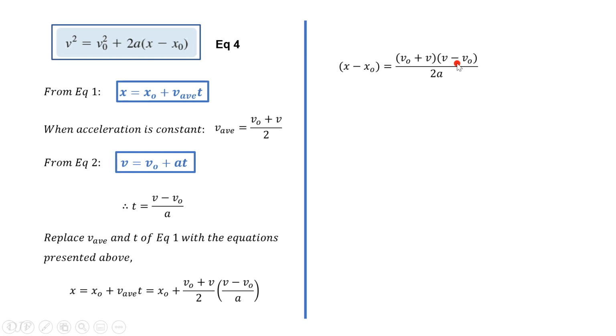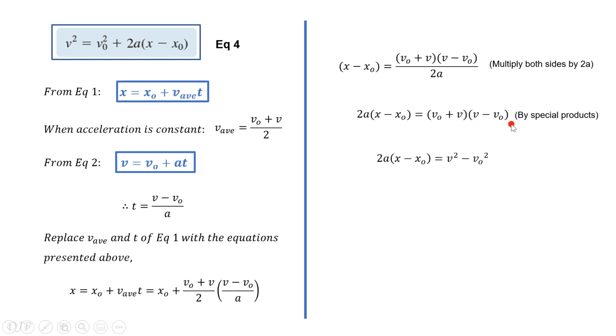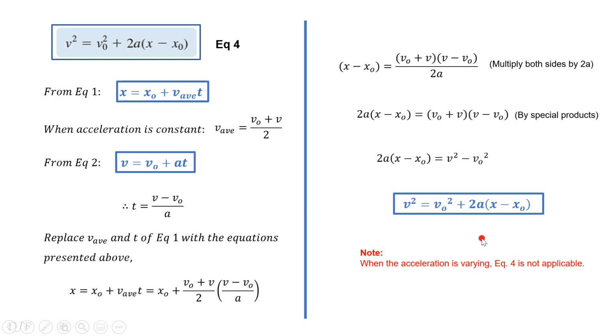To simplify further, just multiply both sides by 2a to remove the denominator. Then by special product, we can further simplify the equation as follows. Finally, by transposition, we now have the fourth kinematic equation. The same with the third kinematic equation, take note that when the acceleration is varying, equation 4 is not applicable. This is also because the acceleration that we consider during the derivation is constant.